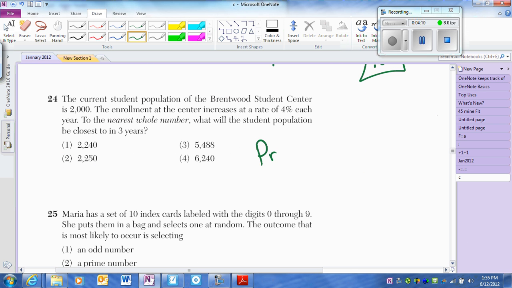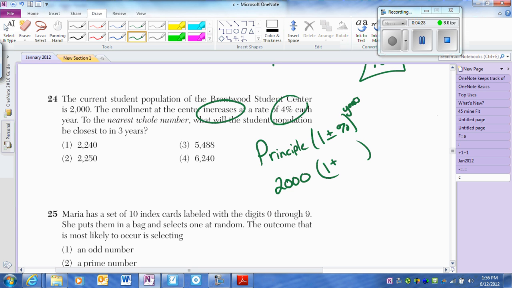Remember the formula? Principal times 1 plus or minus the percent, raised to the number of years. So the principal in this case is $2,000. Now we've got to decide if it's going to go up or down. It's going to increase. We're going to add 1 plus 4%. Remember that's 0.04. And we're going to do this for 3 years. Type that bad boy into my calculator. $2,249.7. Can't have 0.7 of a dollar, so let's go to 2,200.